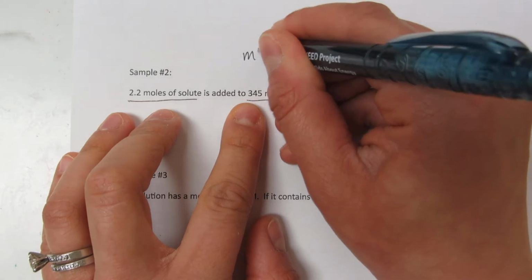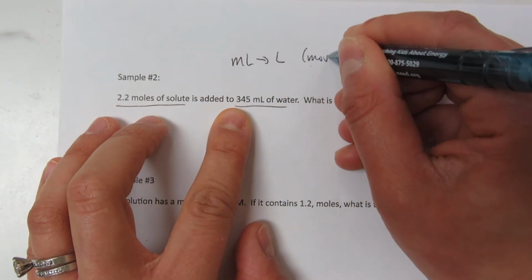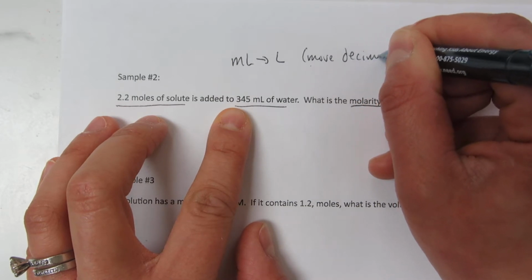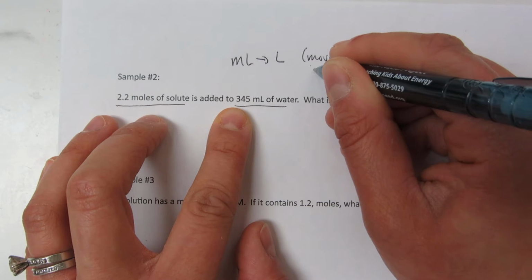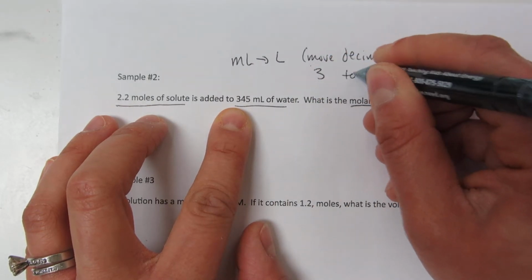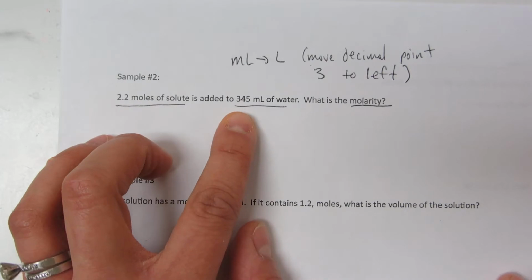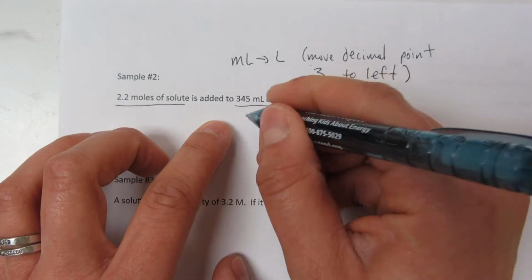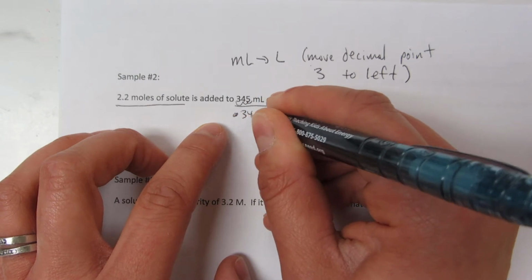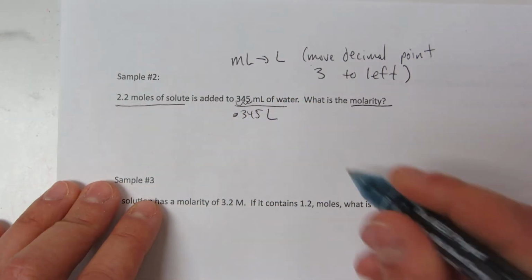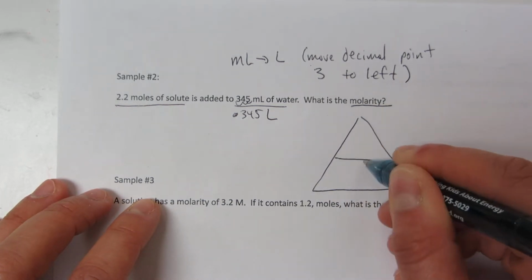So remember, milliliters to liters, you move the decimal point 3 to the left. That's the same thing as dividing by 1,000, but that's just a faster way to do that. So 345 milliliters would be 0.345 liters. Okay, so let's plug in to our triangle equation.